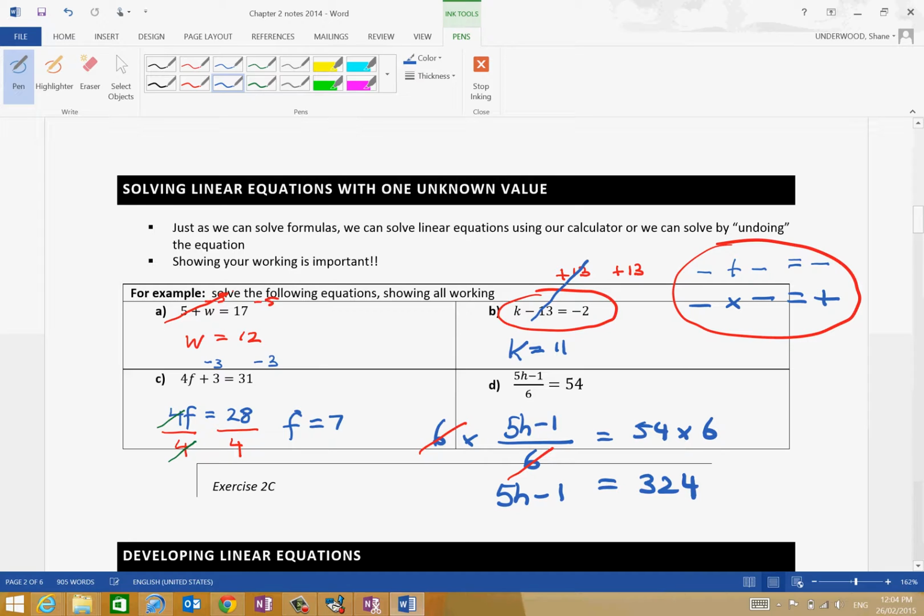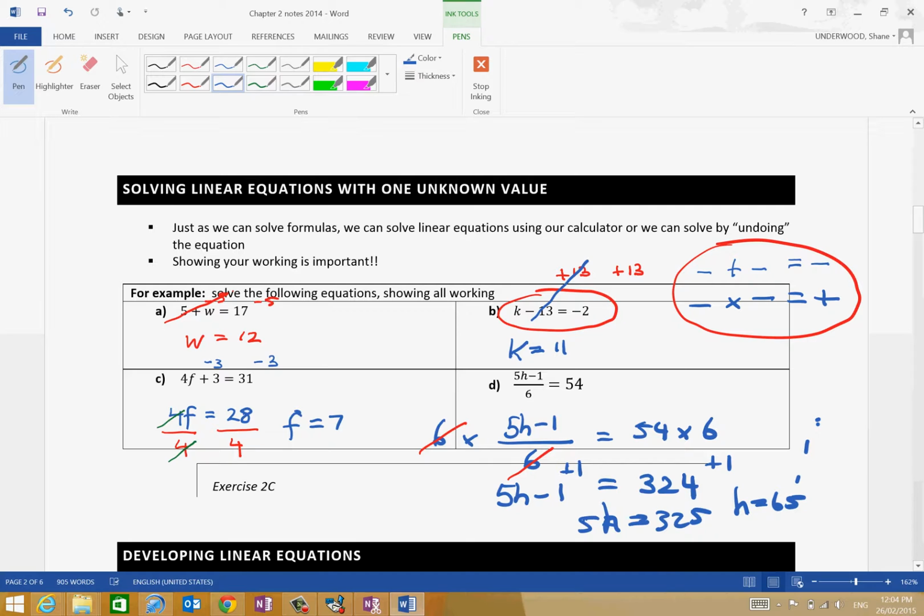Now, 5h minus 1 equals 324. What do I have to do now? The inverse of negative 1. We've got to plus 1 to both sides, absolutely. Now, I've got 5h is equal to 325. Now, I don't need a calculator, do I? Because 20 times 5 is 100. 60, 65. The answer is 65. Is that correct? Yeah. Okay, good. So the answer is 65.